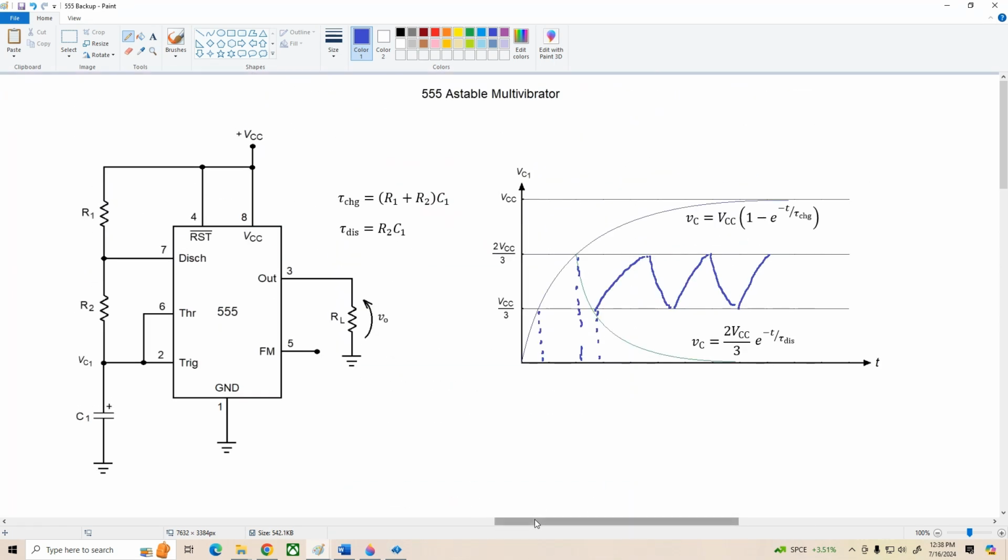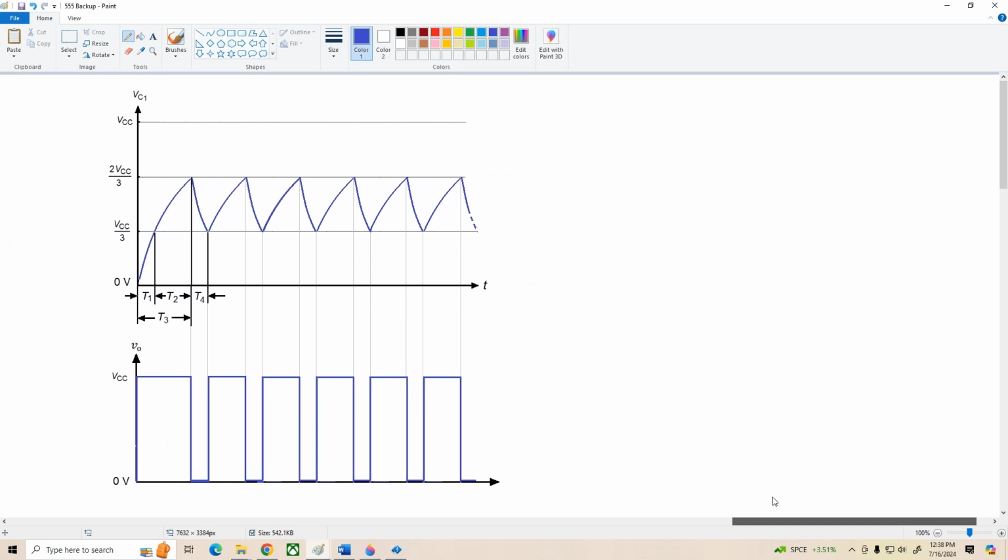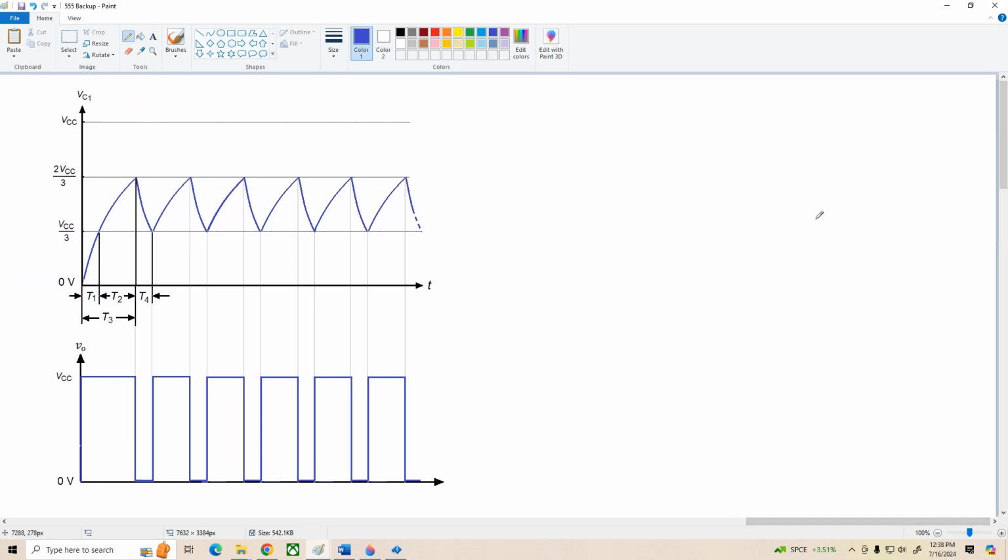All right, now let's go on over. I've redrawn these waveforms in a much neater fashion, and what we're going to do first is find the time it takes for the capacitor voltage to go from 0 to 2/3 VCC. That's T3. All right, so the equation we're working with is 2 VCC over 3 is equal to VCC times 1 minus e to the negative T3 over the charging time constant. I'll just call that tau sub c. All right, so we're going to solve this for T3.